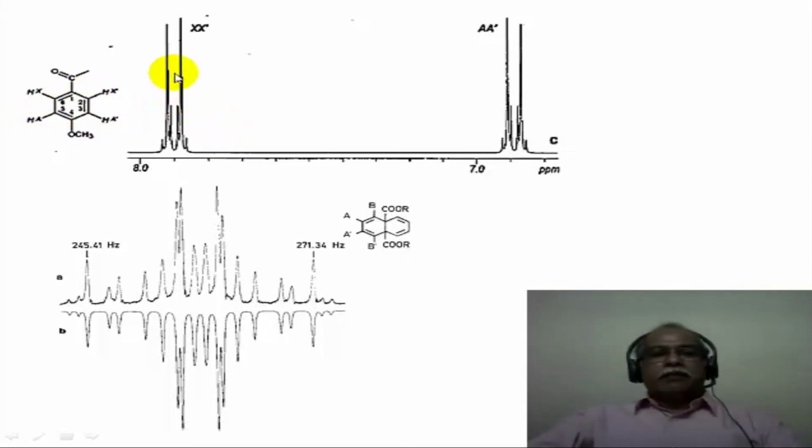You can see here a major doublet for the X and a major doublet for the A kind of spin system. Essentially the coupling constant is the AX coupling constant, which is a large coupling constant that you see here. In addition to that, you see a large number of fine lines at the bottom of the spectrum.